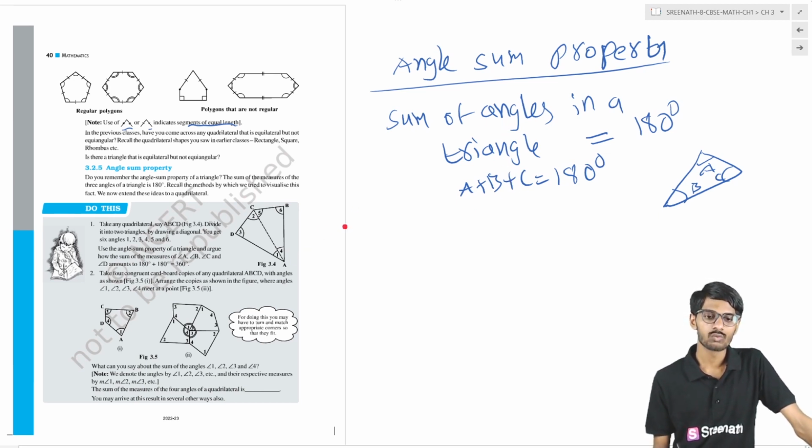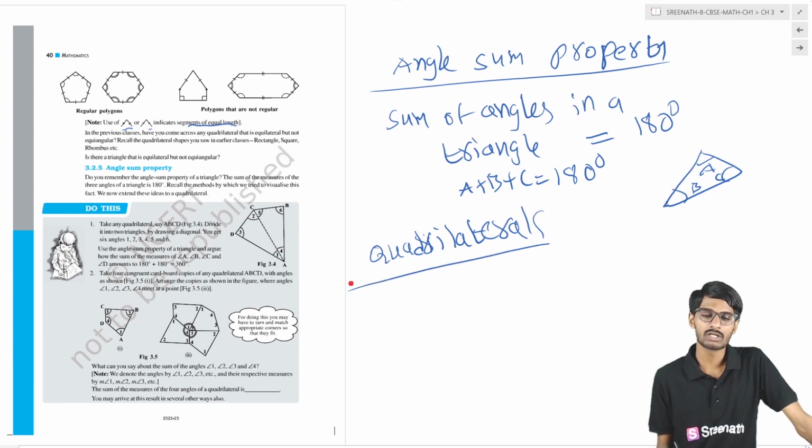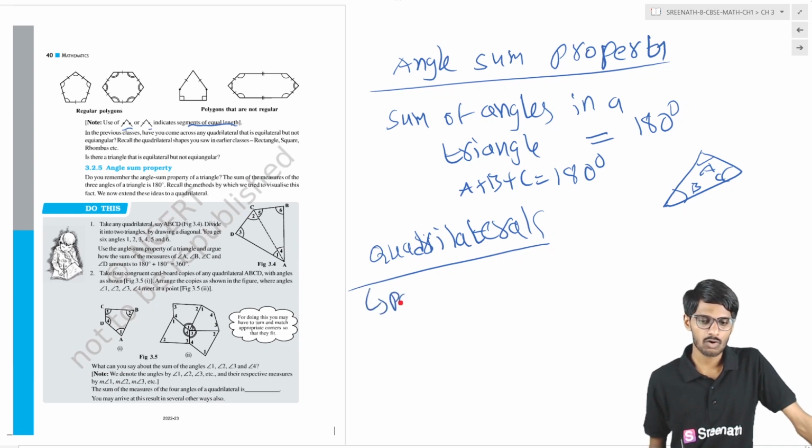Now we come to discuss quadrilaterals. What is it? A quadrilateral is also a polygon. It is nothing but a polygon having 4 sides.